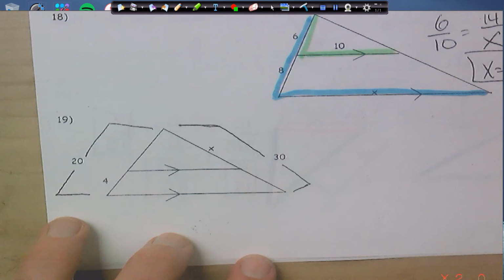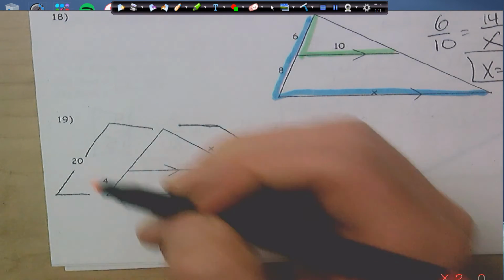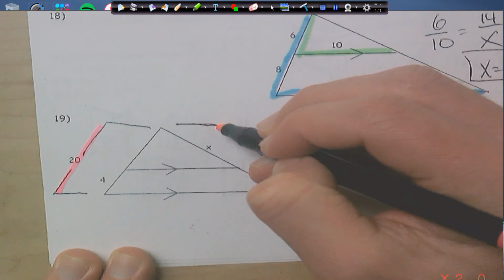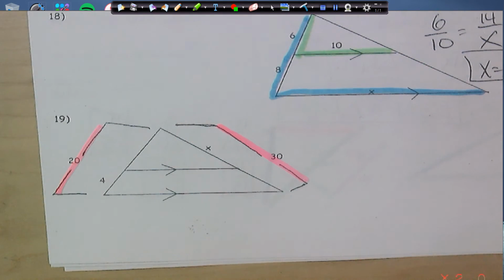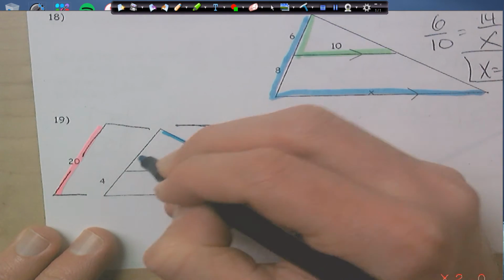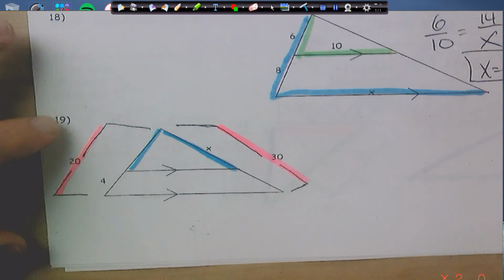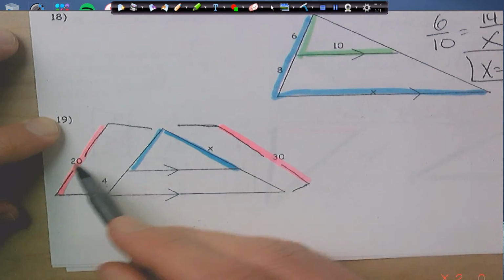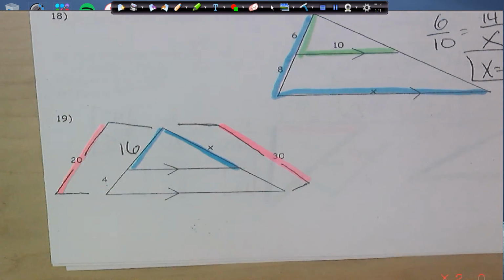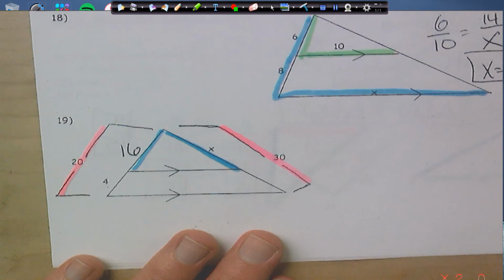Okay, moving over to 19. I instantly see that 20 and 30 correspond to one another here. And then I need to have x, and x corresponds to this piece here, but I don't know what that piece is until I solve. Take 4 away from 20 and we get 16. And all I have to do is make sure I set this up.